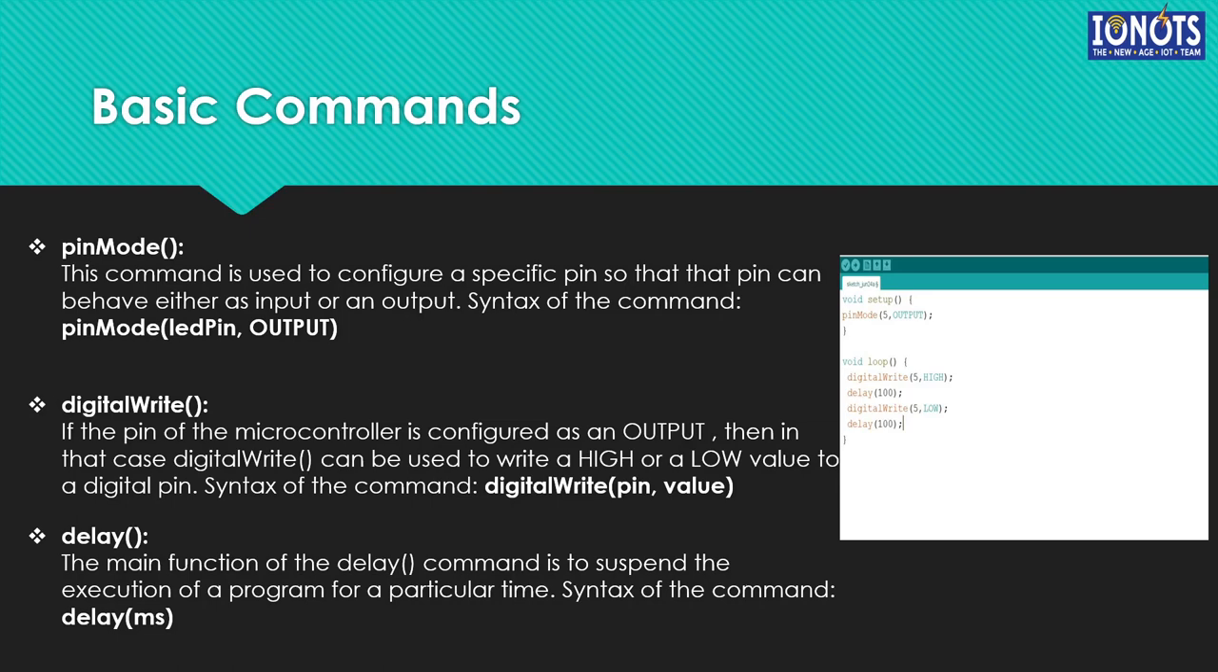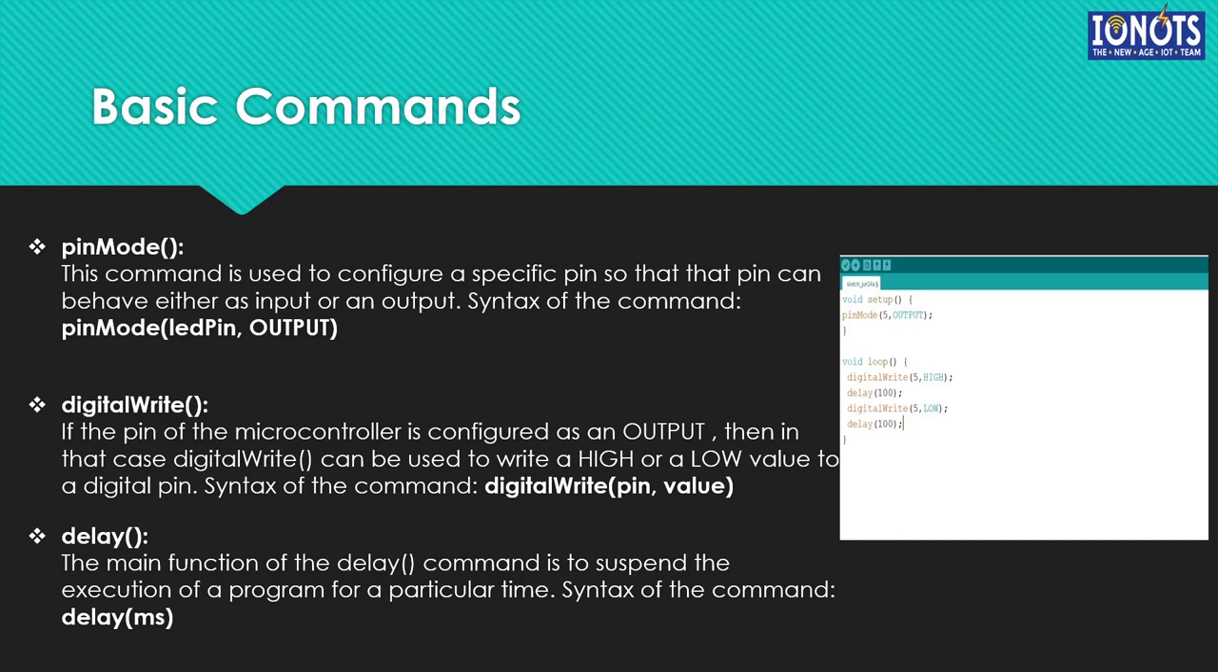Now we go on to the loop function. In the loop function, the first command that is written is digital write, bracket 5, high. This means that we are writing the command high to pin number 5. What does that mean? We are setting the voltage level at pin number 5 to high, or a higher voltage value. Then the second code line is delay, bracket 100. That 100 within the parentheses represents a delay of 100 milliseconds. Pay attention to this. It is not 100 seconds, it is 100 milliseconds.